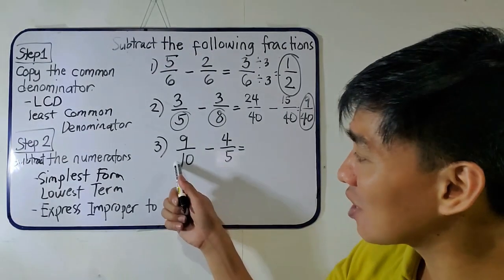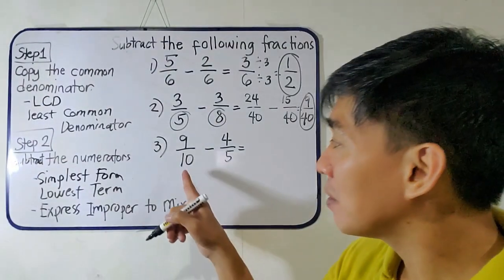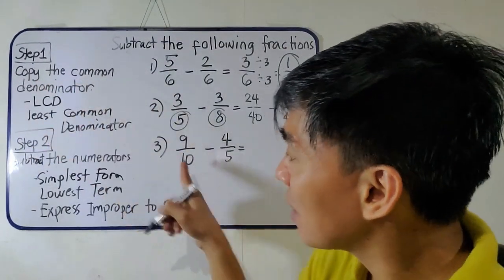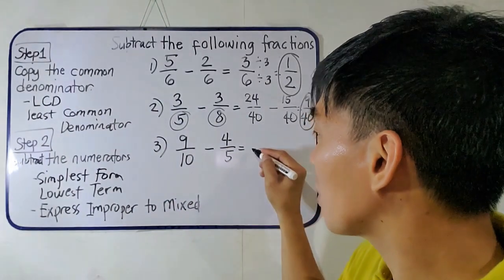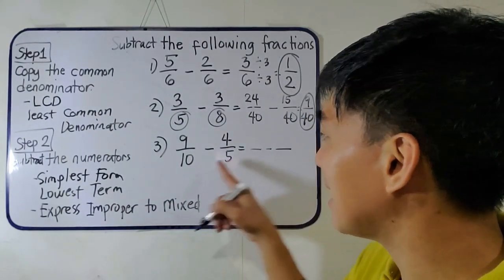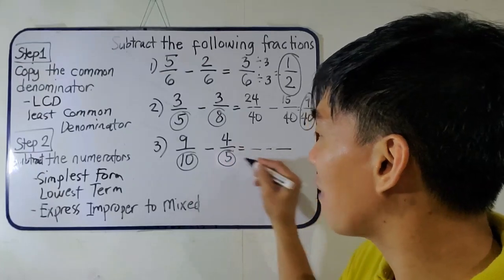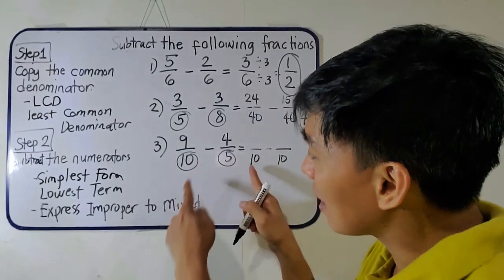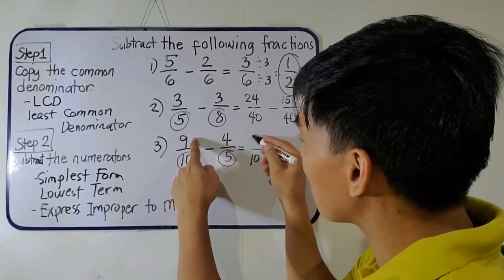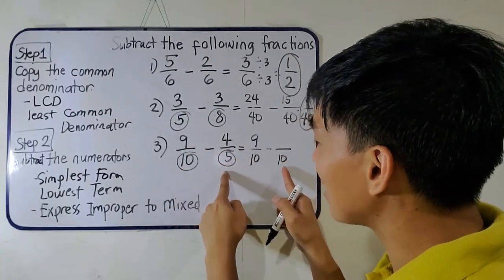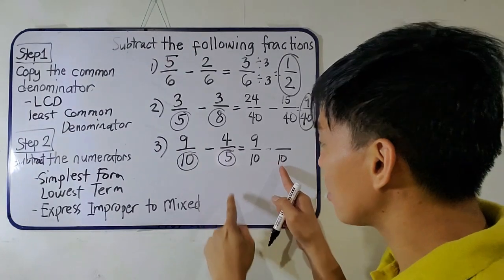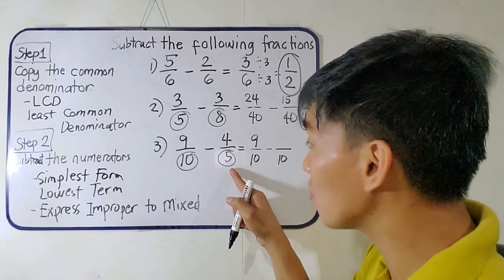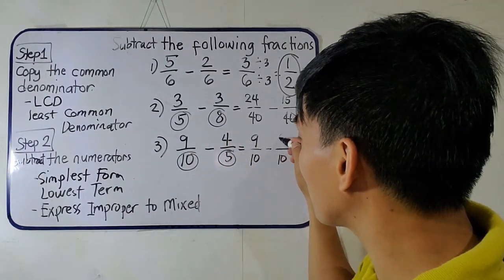Now let's proceed to the last item. Copy the common denominator. They don't have common denominators, so we will look for their LCD, and the LCD of 10 and 5 is 10. They will meet at 10. So because they have the same denominator, you just copy the numerator. In this case, 5 becomes 10, so 10 divided by 5, that is 2, times 4, that is equal to 8.